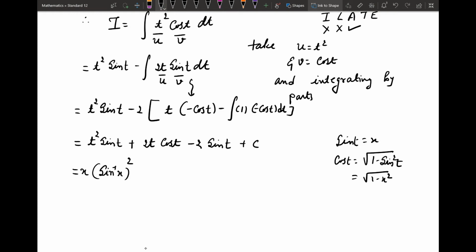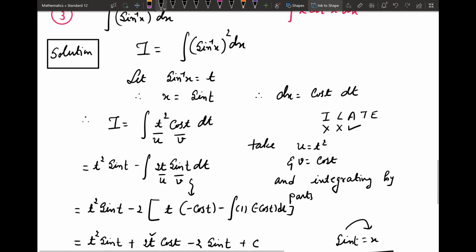Now put the value for t. Plus 2 cos t, under root 1 minus x square, t that is sin inverse x, minus 2 sin t, it is x. So 2x plus constant of integration.